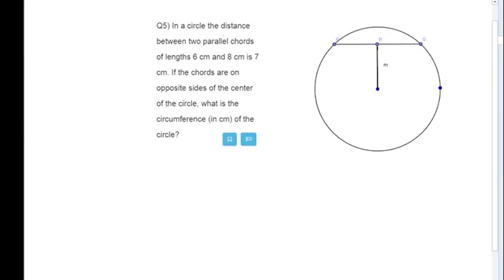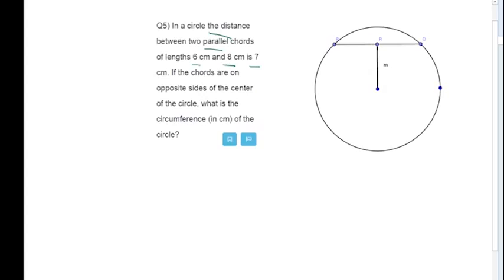This one actually you can attempt yourself. The question says the distance between two parallel chords of length 6 cm and 8 cm is 7. If the chords are on opposite sides of the center of the circle, what is the circumference? So here you have been given the distance, but you haven't been given the radius of the circle. You are asked the circumference. So once you know the radius, you can get the circumference.